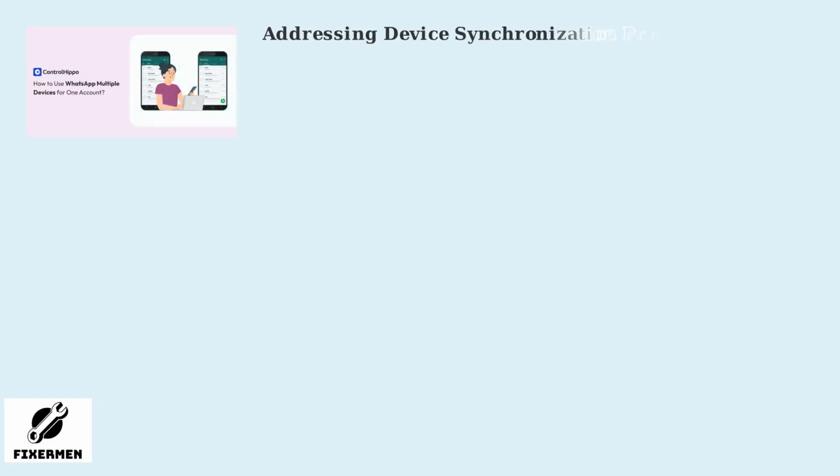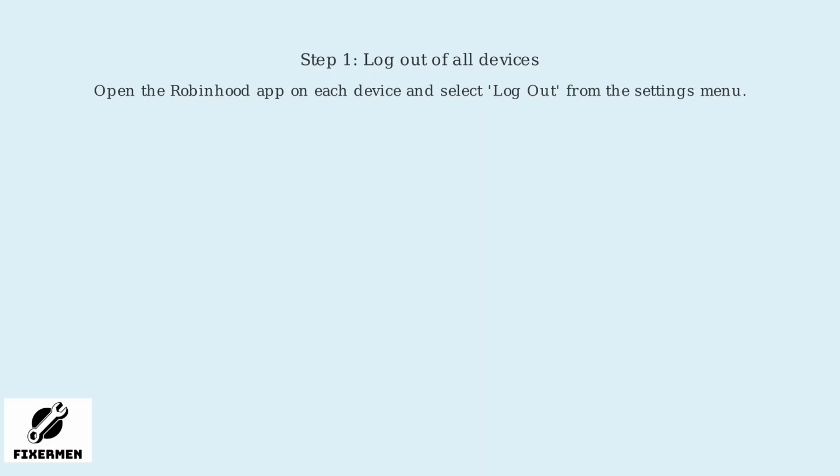When using Robinhood across multiple devices, synchronization issues can cause authentication problems like error 310. Ensure all your devices are properly linked to your account. First, log out of Robinhood on every device you use. This clears any conflicting session data that might be causing the synchronization issue.